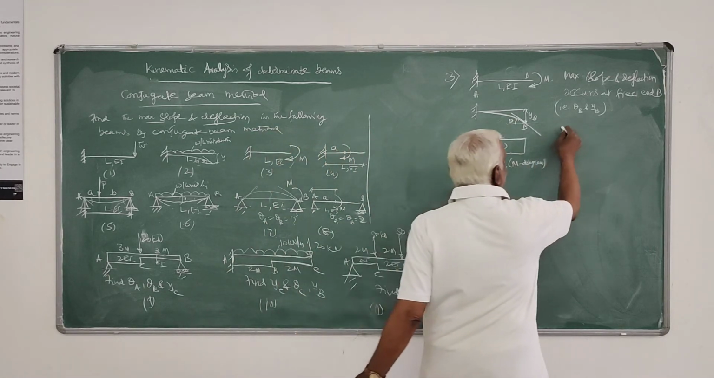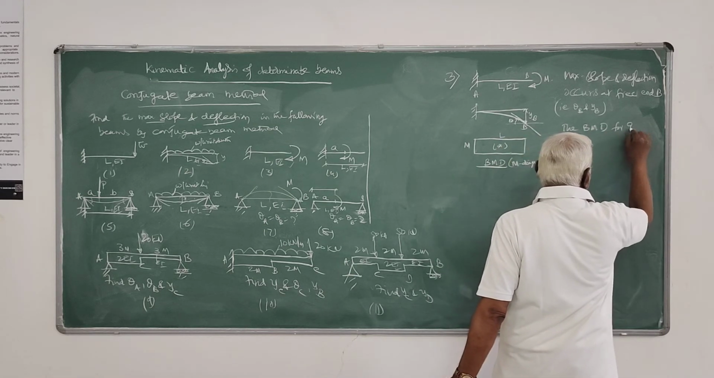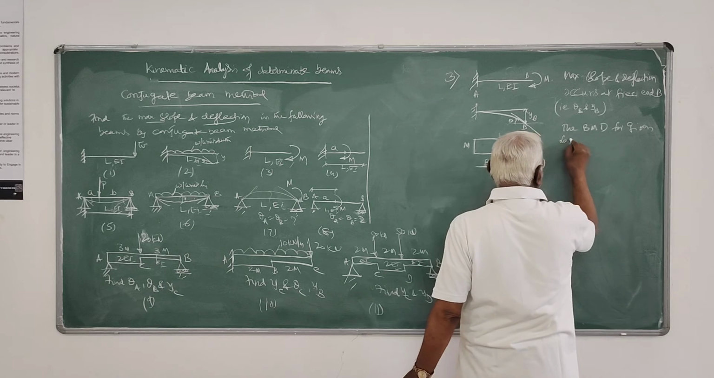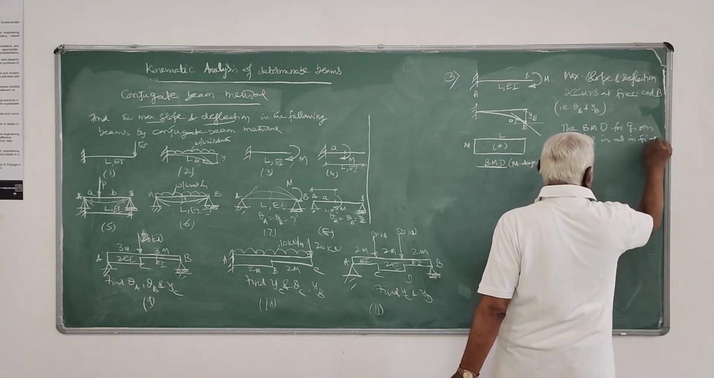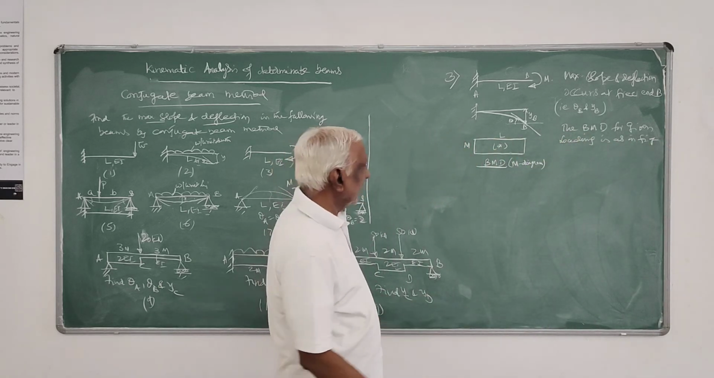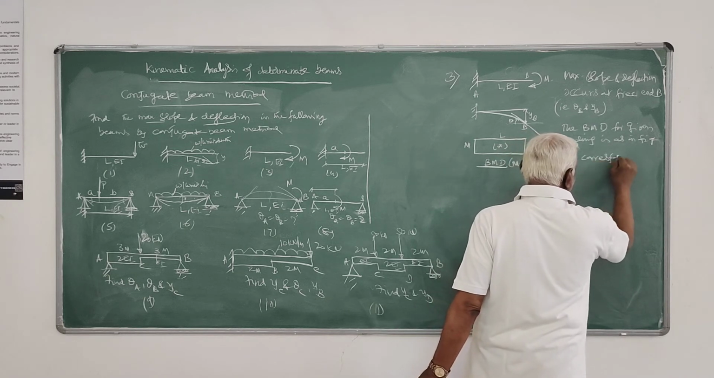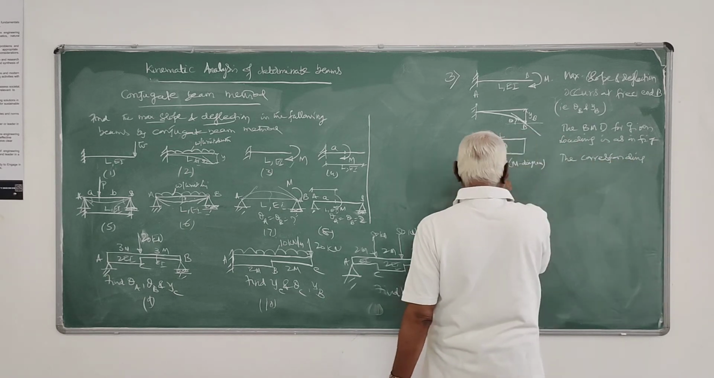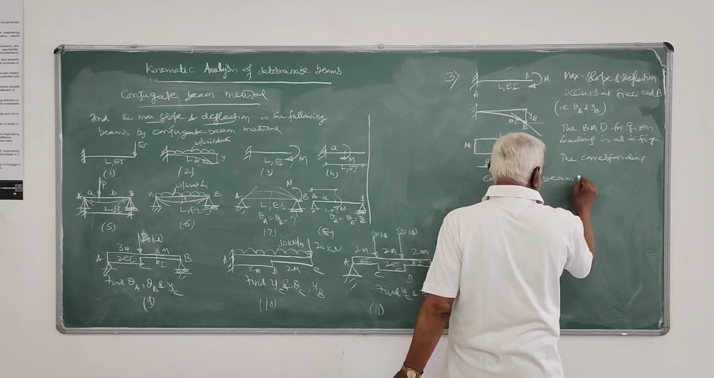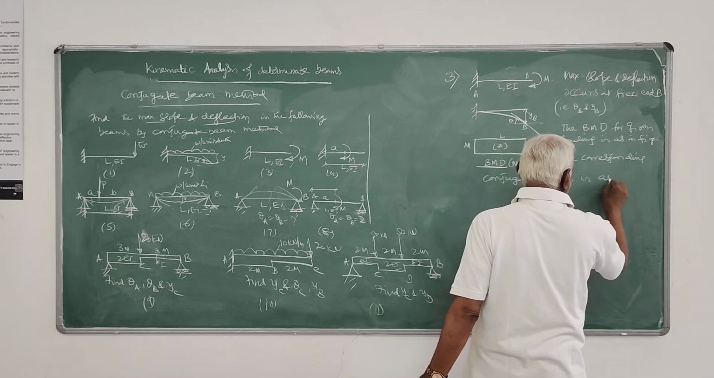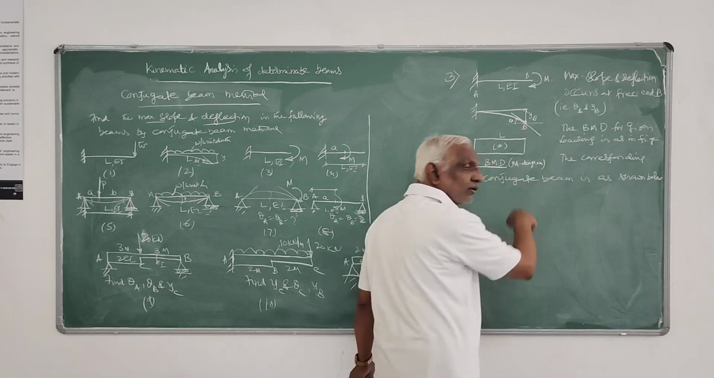Then, you can say here the BMD for the given loading is as in the figure. I have shown this much. Then the corresponding conjugate beam is as shown below. Now you write the conjugate beam for this.